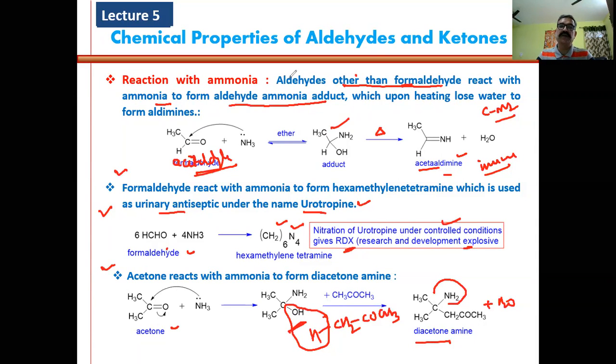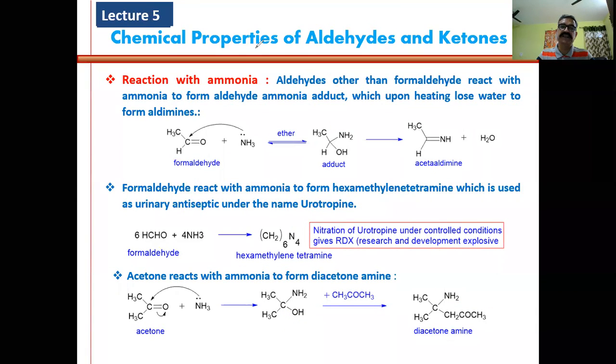This was the reaction with ammonia itself. Remember, ammonia reacts with different compounds to give different products. With aldehydes other than formaldehyde, it gives aldehyde ammonia adduct. With formaldehyde, it gives hexamethylene tetramine, and with acetone, it gives diacetonamine. This is acetaldehyde, not formaldehyde. Acetaldehyde.